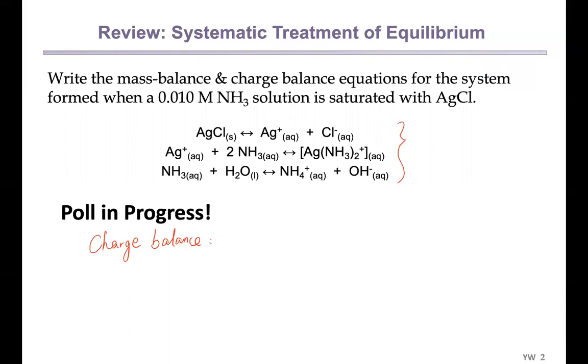Right, start with putting all the cations on one side and all the anions on the other side. So what do we have here? What are the ions available in the solution? We have silver, yes. And we're looking for the positive signs, right? So we have silver, ammonia complex ion, ammonium.